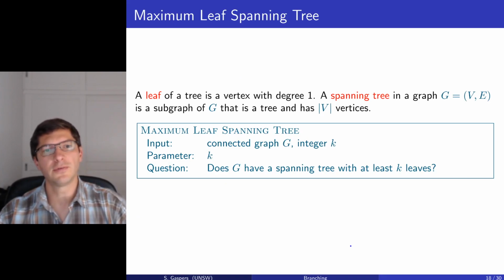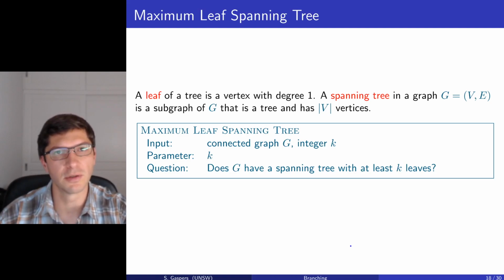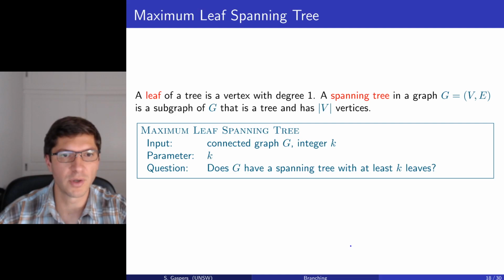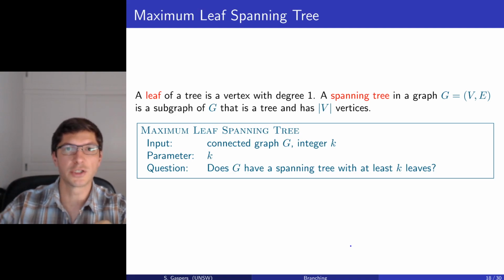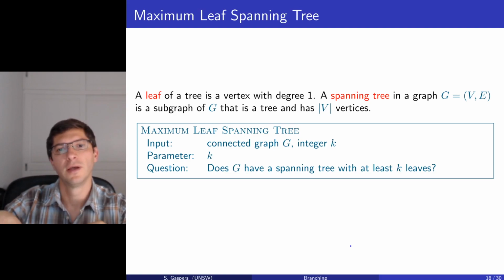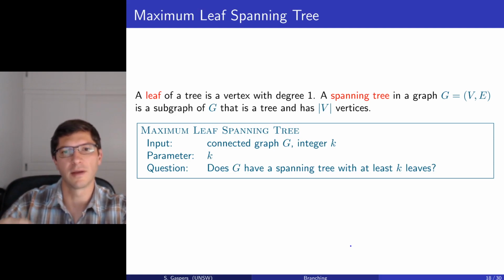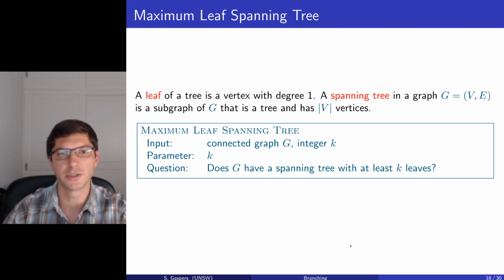Of course, a leaf of a tree is a vertex with degree 1, and a spanning tree of a graph is a subgraph of the graph that is a tree, and it has cardinality of |V| many vertices. So it is able to reach every vertex of the graph, and so it's a connected acyclic subgraph that is able to reach every vertex.